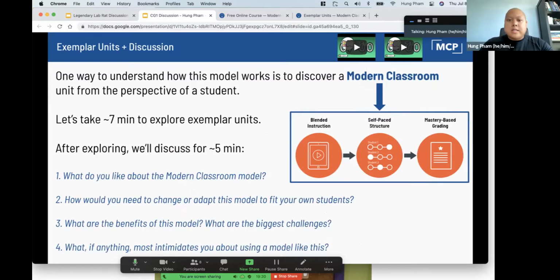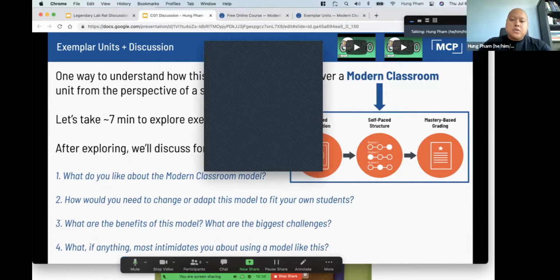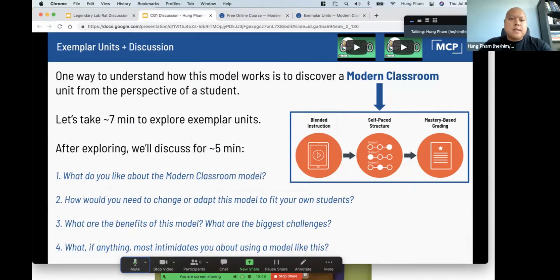So what we're going to do right now is I'm going to give us some time to do some hands-on exploration of the exemplar units. So I will put the link to the exemplar units in the chat. We might have to truncate the duration for this because I do want to give us a chance to reflect collectively.